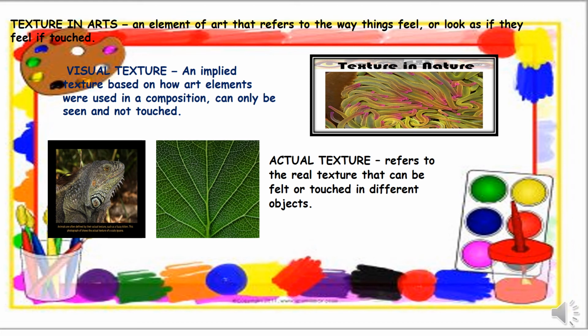Number two is what we call the actual texture. It refers to the real texture that can be felt or touched in different objects.